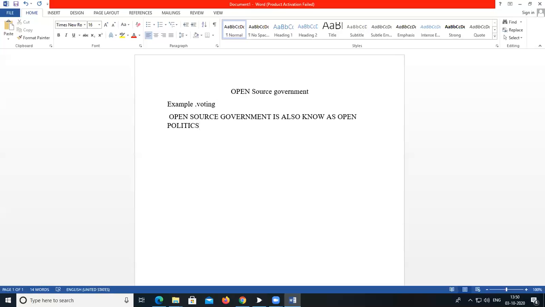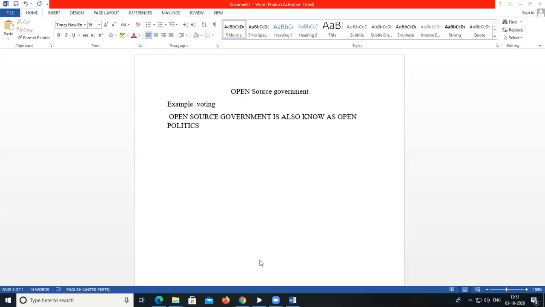Okay, so you know now what open source is. This structure is mostly used in the UK and USA, and it's also known as open politics.